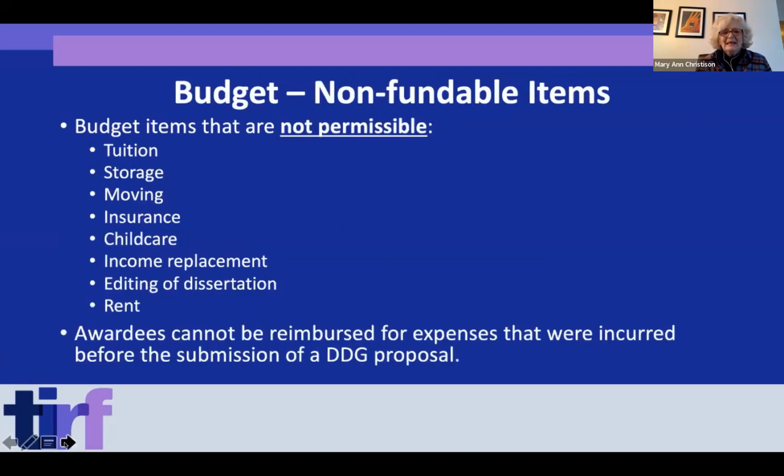research. Some things that you need to pay attention to are the non-fundable items. That would be tuition, moving if you had to, insurance, childcare. None of that is fundable, primarily because it doesn't relate directly to your research. It's not actually funding the research. So that may be an easy way to think about it.